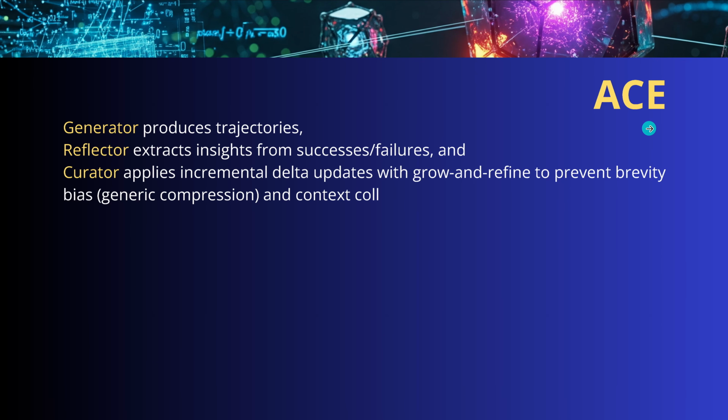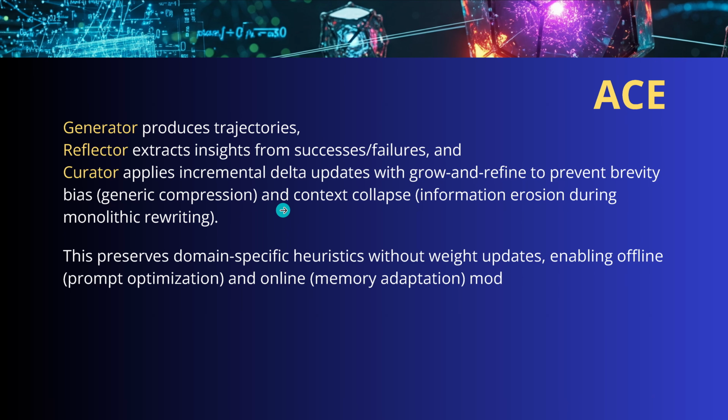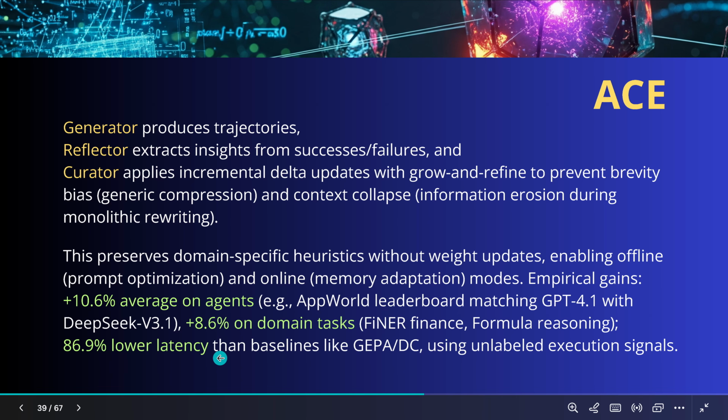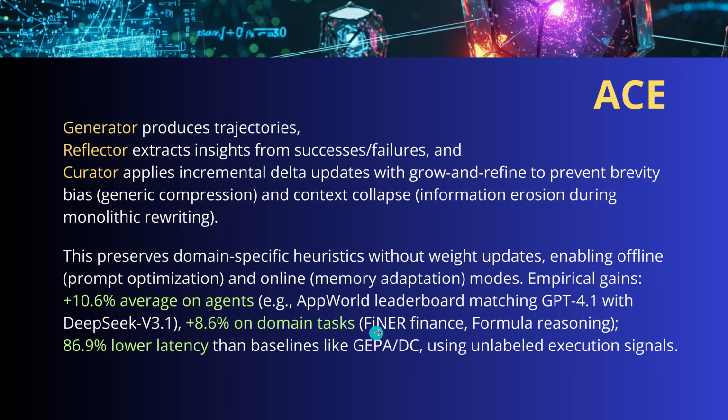So nice. ACE, the second paper: Generator, Reflector, Curator, we talked about it, great. It preserves the domain-specific heuristics without any weight updates of our transformer layers, no tensor updates, enabling offline, this means prompt optimization, and online, this means memory adaptation mode. And the gains are about 10% on agents, matching GPT 4.1 with DeepSeek version 3.1, plus 8.6% on domain tasks, finance. And look at this, 86% lower latency than a baseline like GEPA, using unlabeled execution signals.